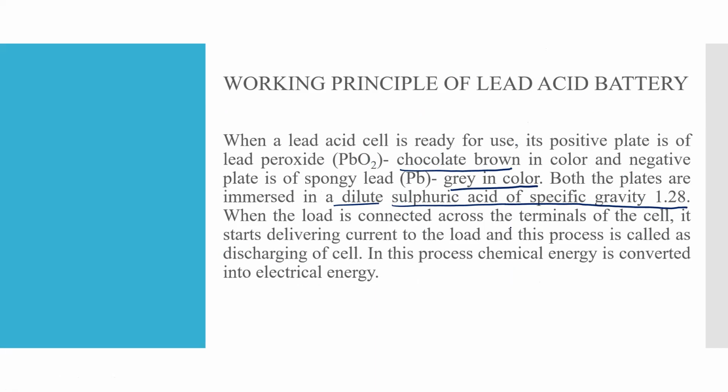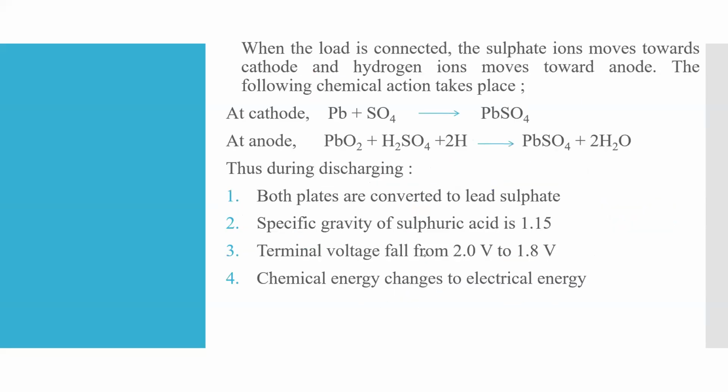Okay. When the load is connected across the terminals of the cell, it starts delivering current to the load, and this process is called discharging of the cell. In this process, the chemical energy is converted into electrical energy. And how it happens is shown here. So when the load is connected, the sulfate ions move toward the cathode and hydrogen ions move towards the anode. So it is like this.